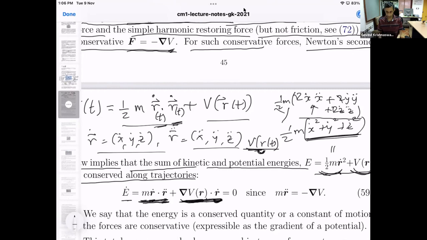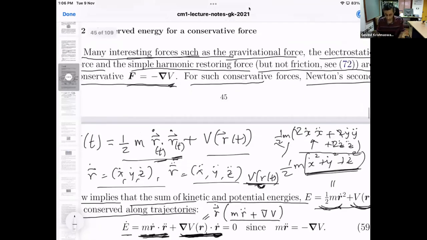Now something very interesting happens. We have a common factor in both these terms, namely r dot. So we'll take that out. So this formula, I'll write it as r dot times (m r double dot plus gradient of V). Okay, but the quantity in parentheses is identically 0 by Newton's equation of motion.